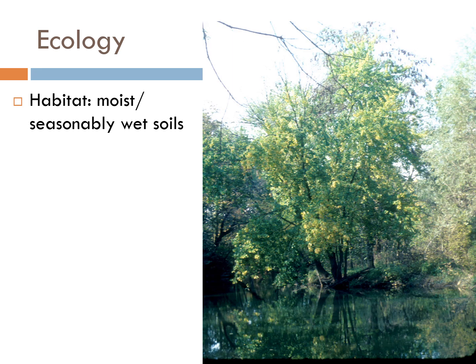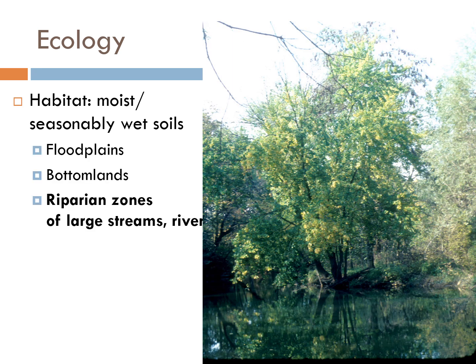Typically, we're going to find them in moist or seasonally wet soils. Those are soils that flood in the spring and then drain out. Floodplains, bottomlands, riparian zones of large streams and rivers. The range map showed silver maple growing up into the northern part of New York, but we don't have that many of them north of about where we are. And so as you go south, we really pick up a lot more of them in the Susquehanna River system, and they'll be growing natively along the edges of the streams.